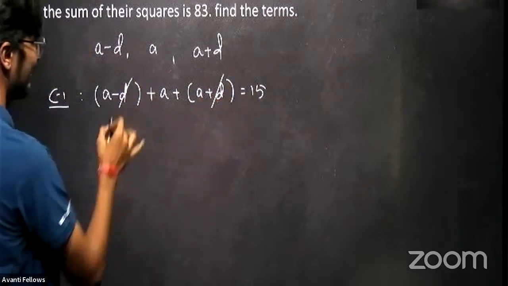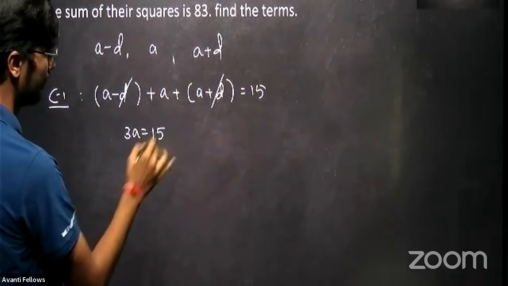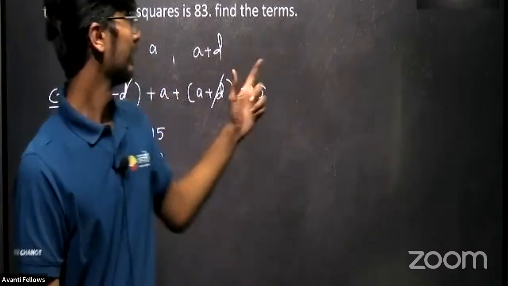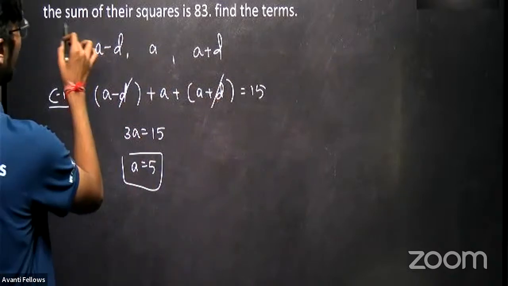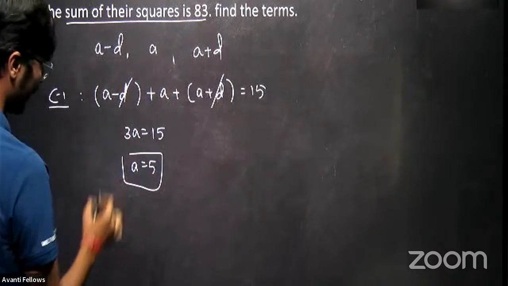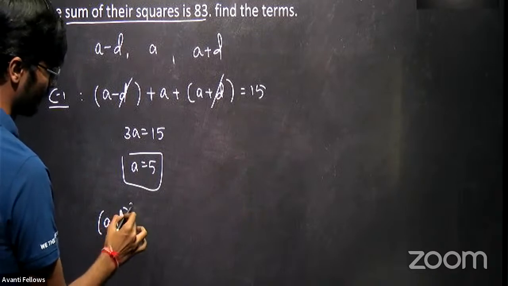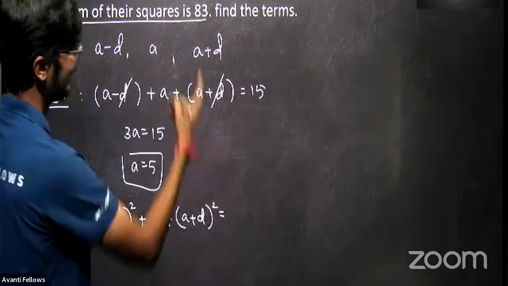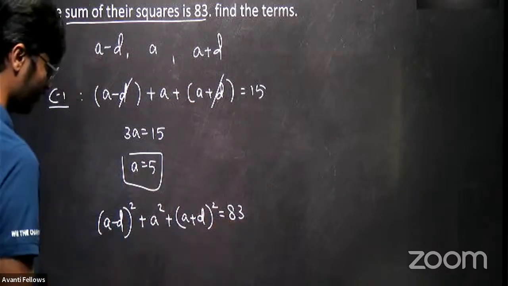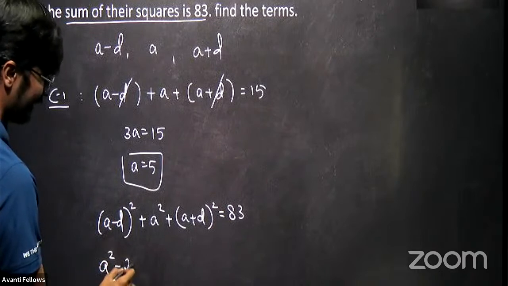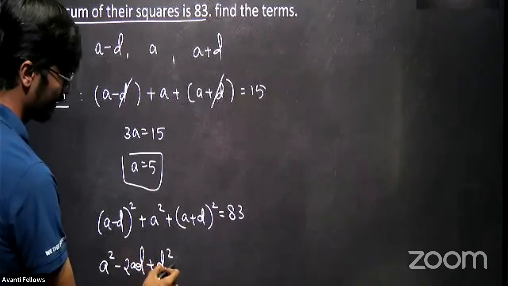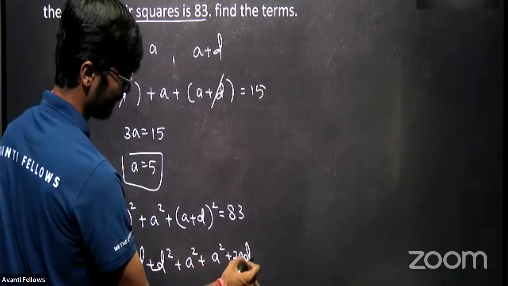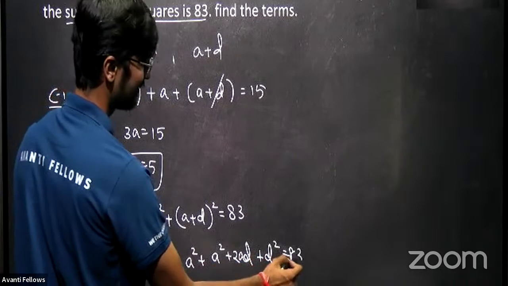As you can see, D gets cancelled. I'll get 3A is equal to 15. That means A is equal to 5. Clear? Next is sum of their squares. So let's square them and add. So A minus D the whole square plus A square plus A plus D the whole square is 83. Let's open the bracket. We get A square minus 2AD plus D square, plus A square as it is, plus A square plus 2AD plus D square equals 83.